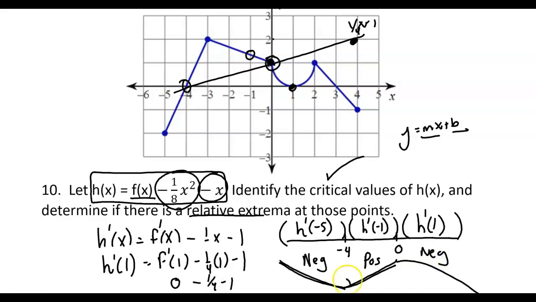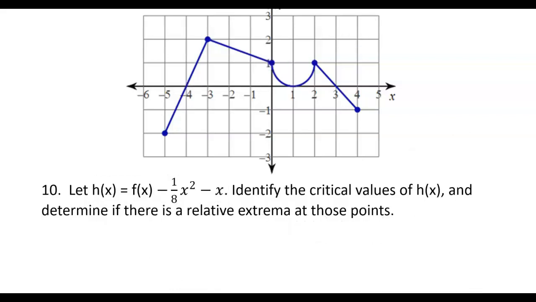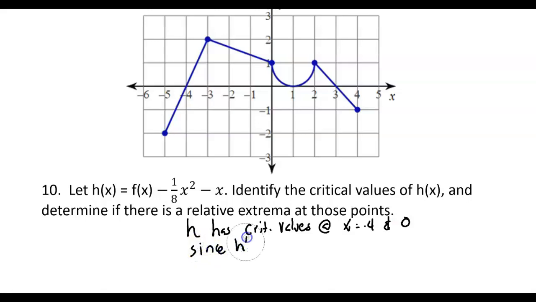And therefore, we can see that at negative 4, we have a relative minimum, and at 0, we have a relative maximum. So our final answer, after showing all that work, is we would say h has critical values at x equals negative 4 and 0, since h prime equals 0 at these points.